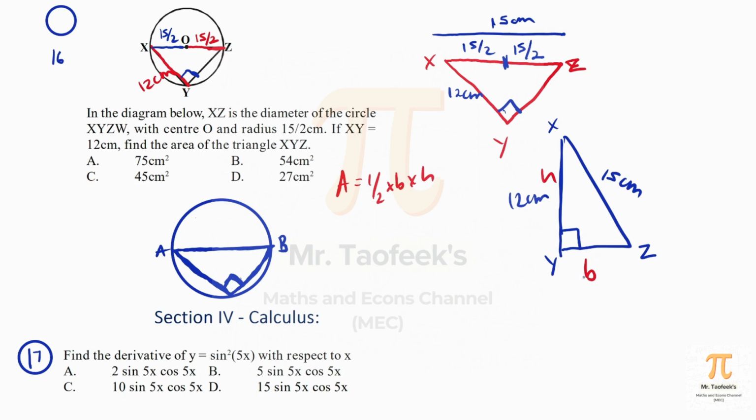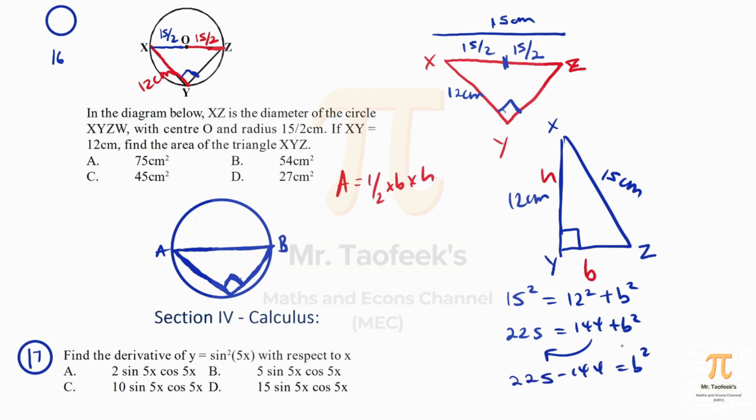This is where we need to apply Pythagoras. Our Pythagoras theorem says that the hypotenuse squared is equal to the other two sides squared added together. So the base squared, the b we're looking for, plus 12 squared, equals the hypotenuse squared. That is 225, which is equal to 144 plus b squared. Take this to the other side, so we have 225 minus 144 equal to b squared. 225 minus 144.